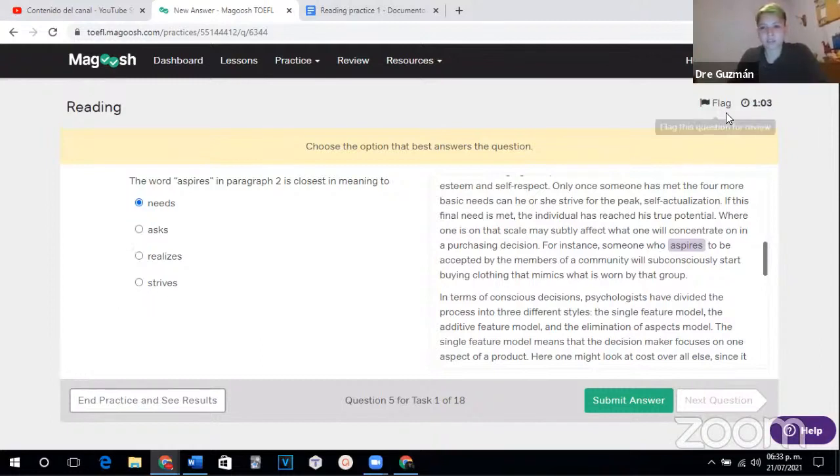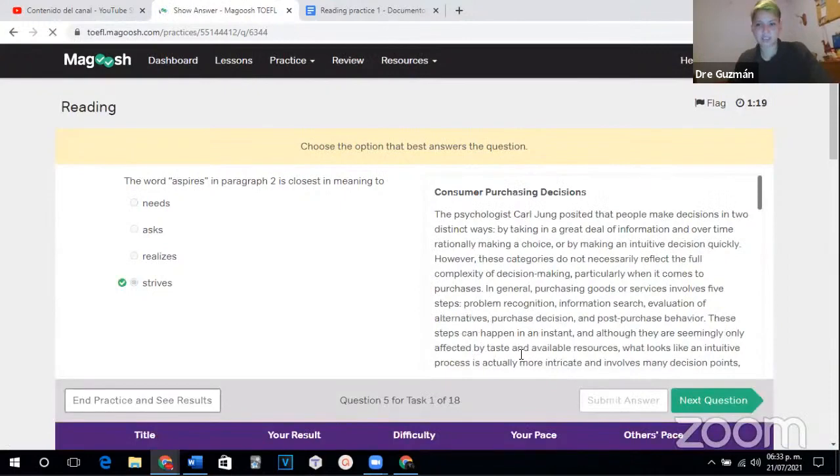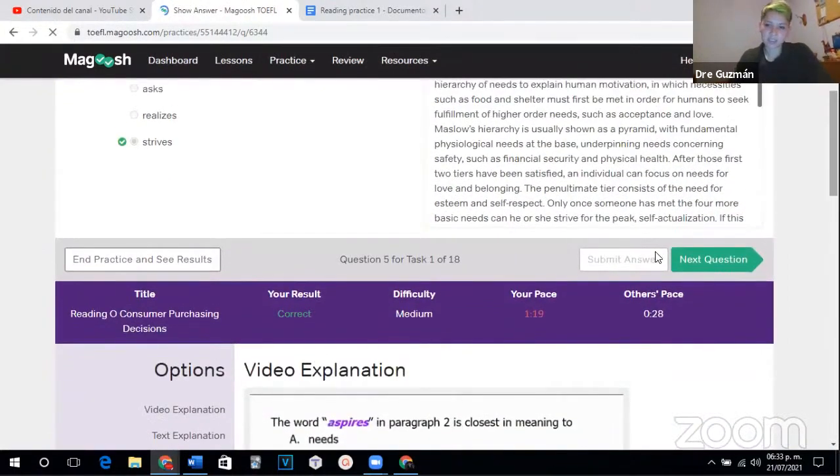Do you guys know what strives is? I think it's like make an effort? Exactly. So more or less, I think that could be more similar, right? "Aspira a" is an effort to. So maybe we're gonna go for strives. And this one is, yes, that's correct. All right, next one.